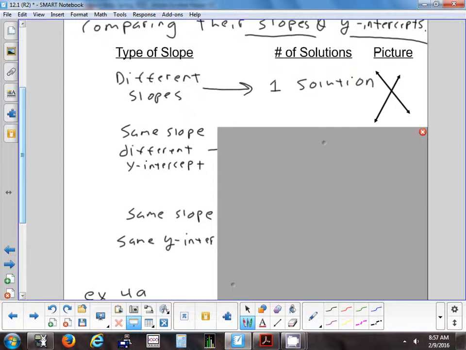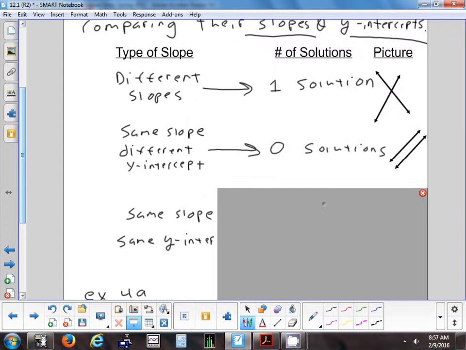Okay? What happens if I had 2 lines that have the same slope, but the y-intercept is different? No solution because how come? What are my lines in that case? Remember what that's called? Because they have the same slope and different y-intercept, my lines are parallel. Good. Okay, so same slope, different y-intercept. That's parallel lines. They never cross. No solution.